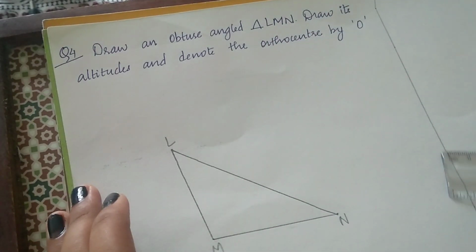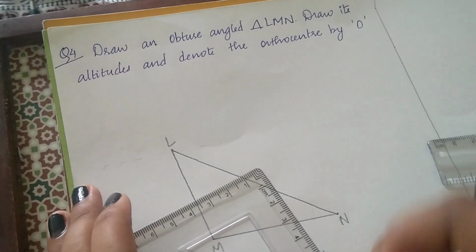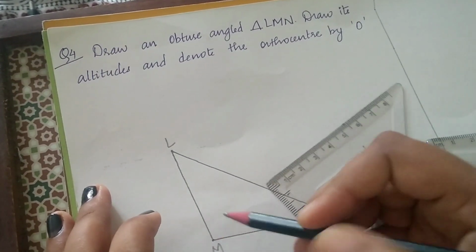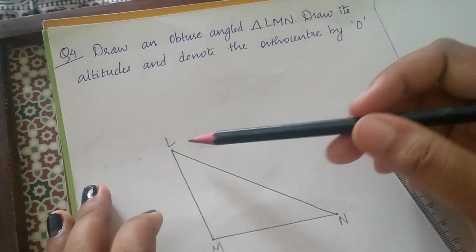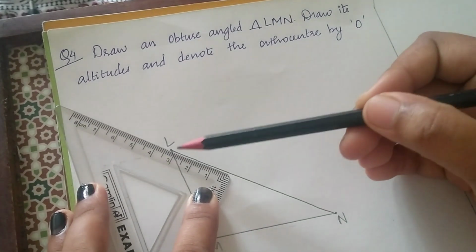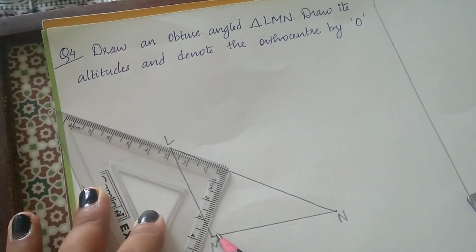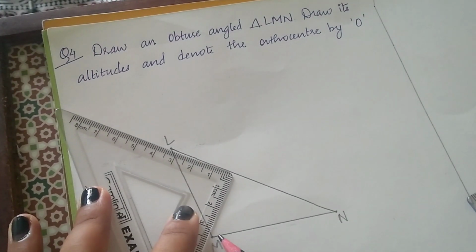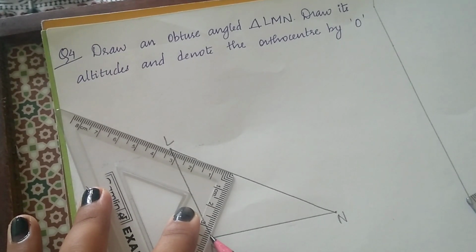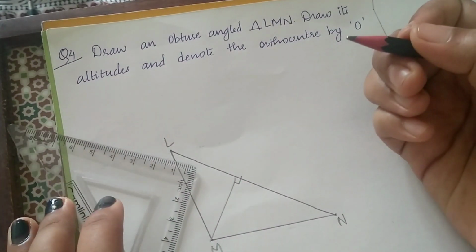Now we have to draw the altitude. So how are you going to draw the altitude for an obtuse angle triangle? The same way, with the help of a set square. Now let's take M. For the vertex M we will draw the altitude towards the side LN. We have to place the set square such that it is perfectly on the side, and here you have to make it properly. Bring it a little bit this side, and then draw the perpendicular line. So here we got one altitude, correct?